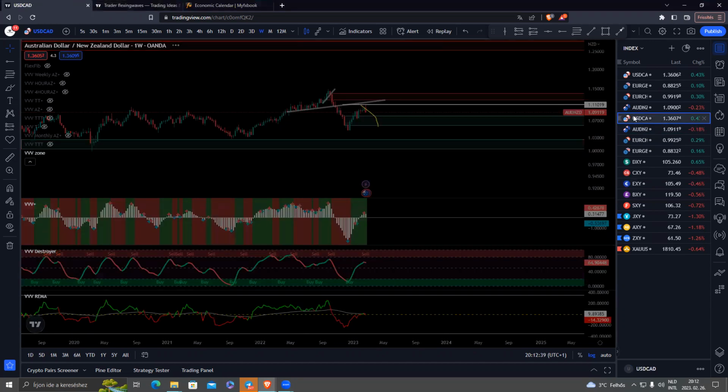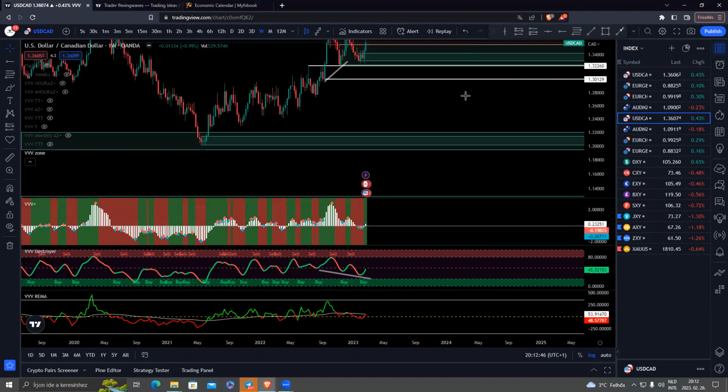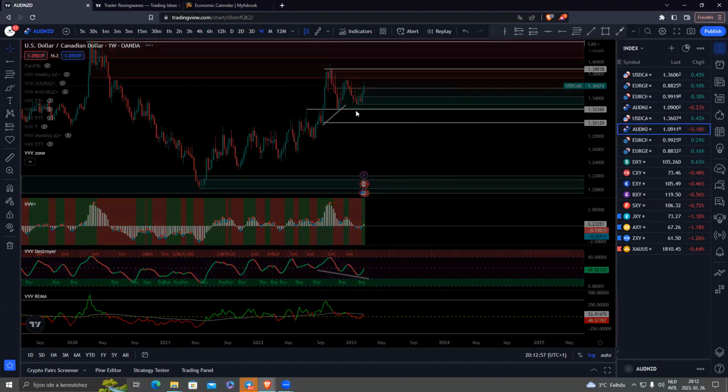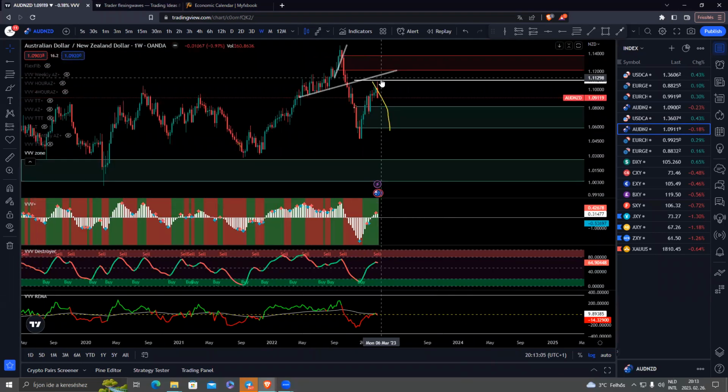So one more time, the USD CAD went to the zone, the target zone after the divergences we saw, and the Australian dollar was about, I don't know, one tick away from the target zone and turned around actually, and that's what I want to see in the coming weeks.